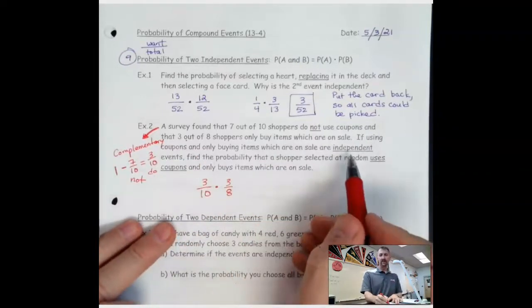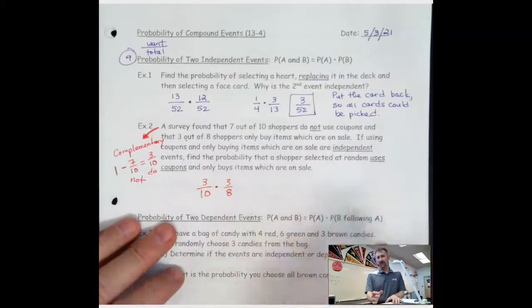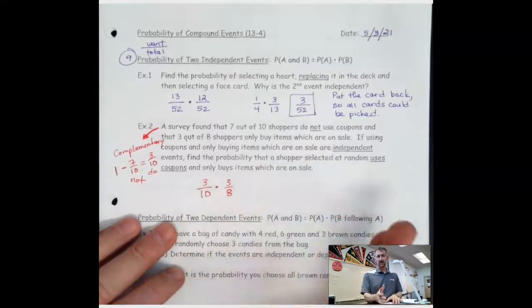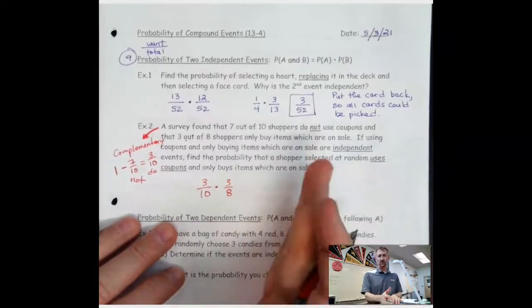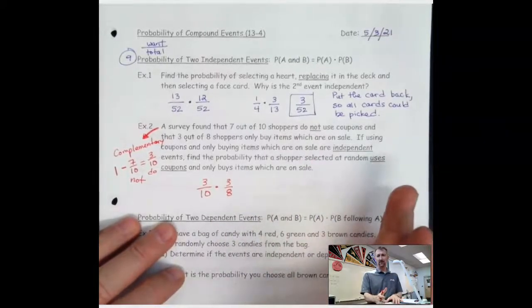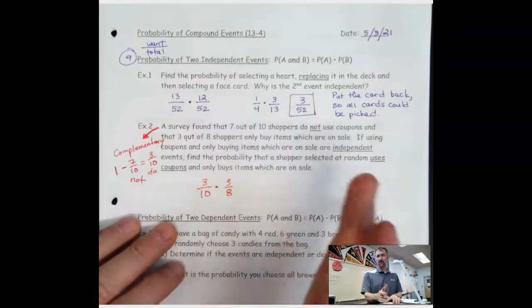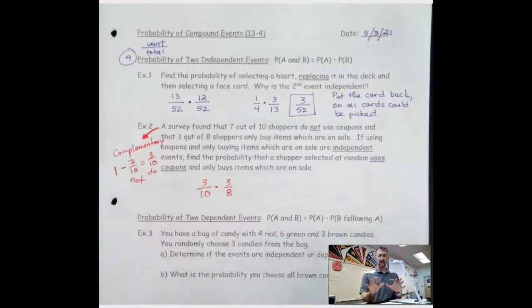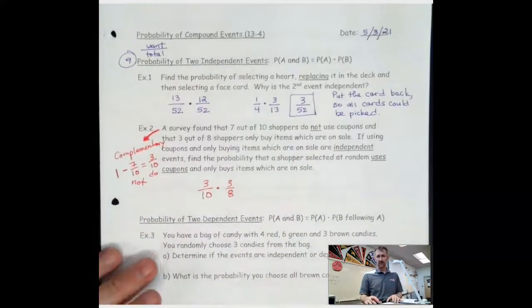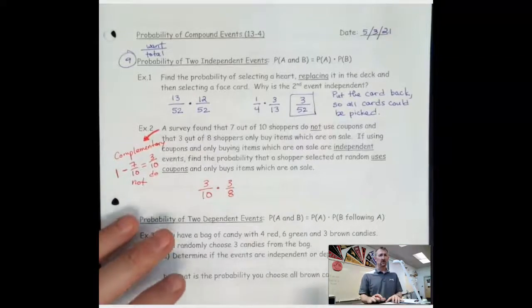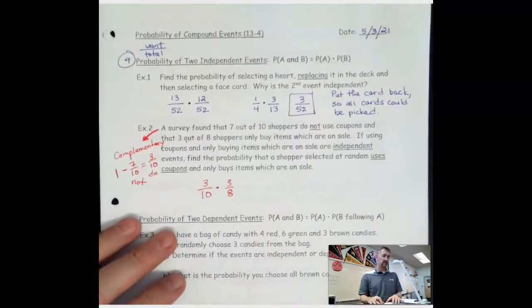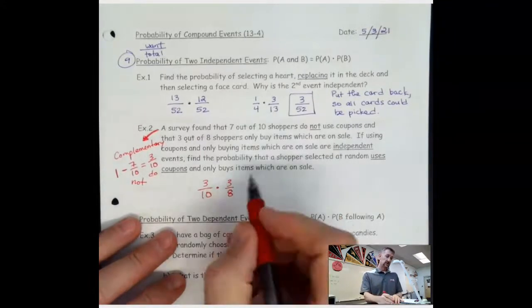Now it says that the events are independent. I would question that a little bit because I would think that there would be some relationship between people who use coupons and people who only buy stuff on sale. Like there's probably a connection there, but that's a little more complicated than we need to be in our class. We're just doing an introduction to probability. So you don't need to overthink these too much. Just go with the situation there.